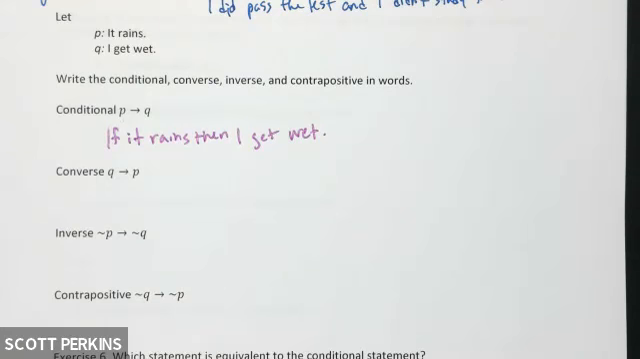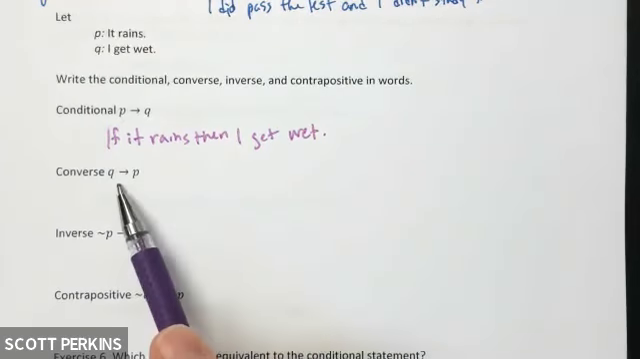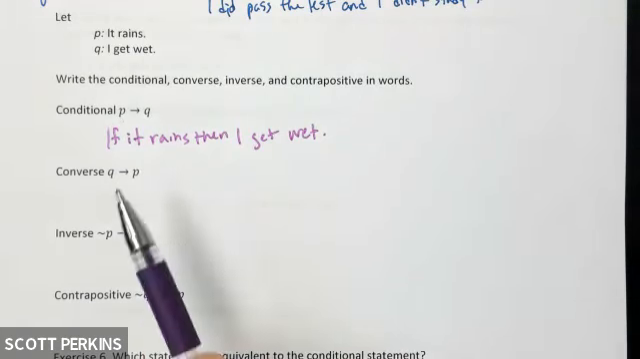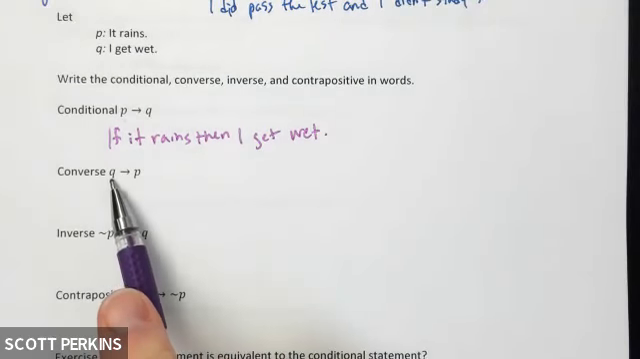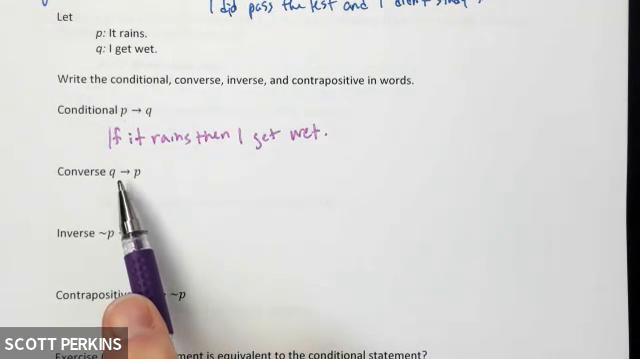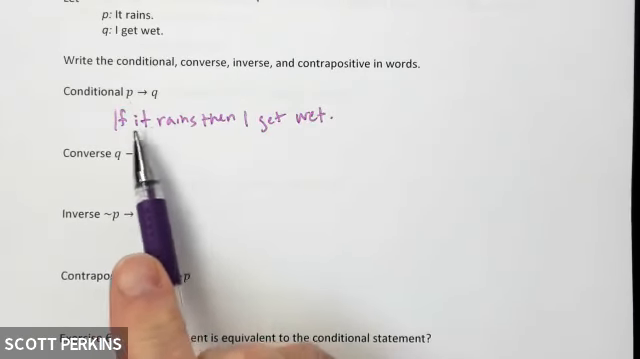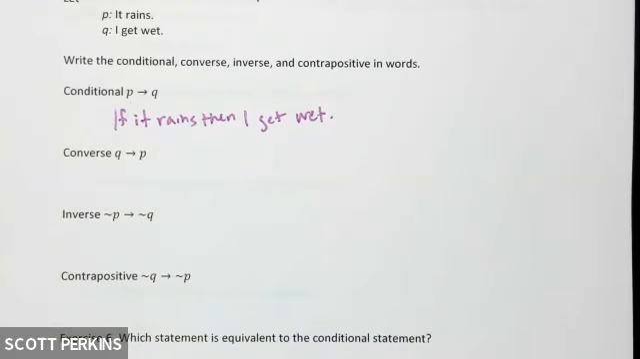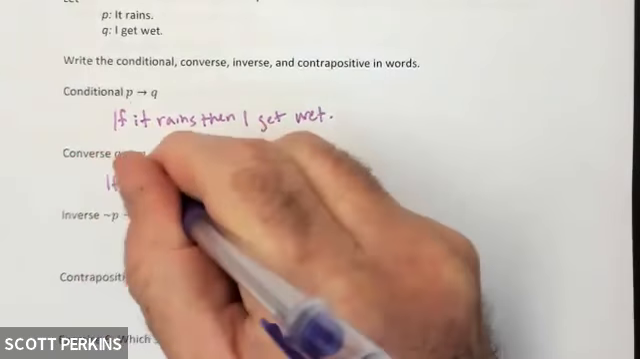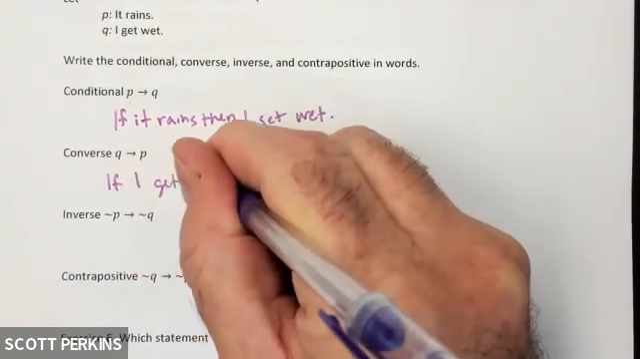Okay, so a statement that's related to a conditional statement is called the converse. Notice what the converse is: if you simply flip the order of the statements. So in words, what would the converse of "if it rains, then I get wet" be? If I get wet, then it rains.